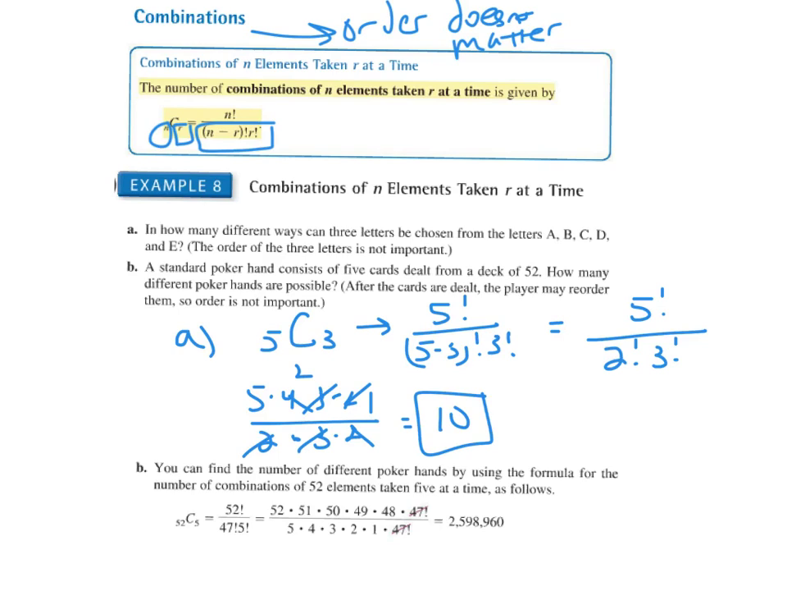They do the same thing with the next question with poker. They're having you choose 5 cards out of 52.